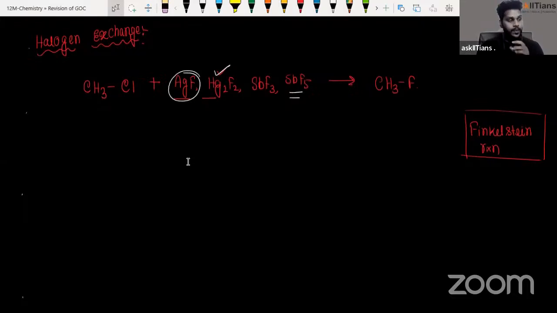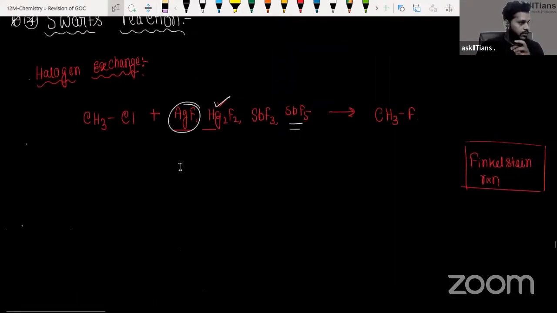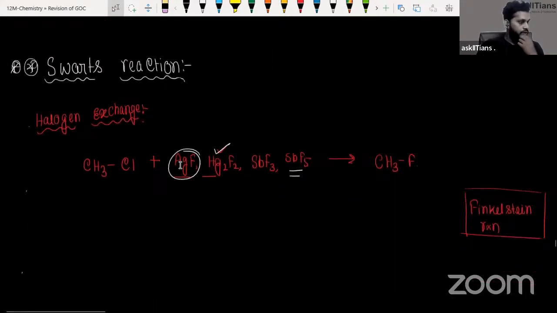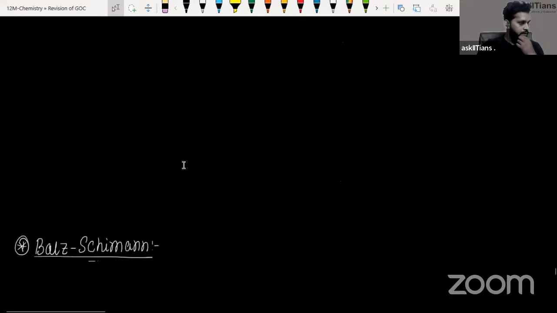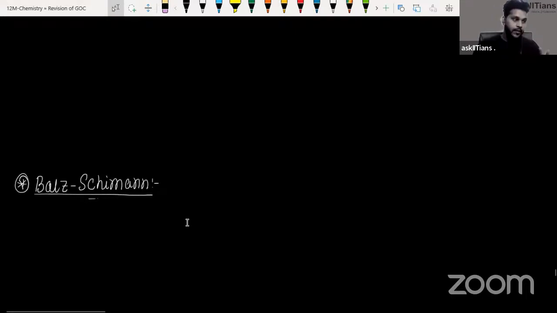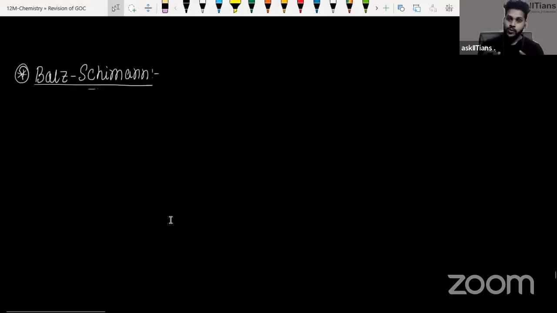One more thing, there is one connecting topic of the Schwartz reaction. The Balz-Schiemann reaction over here is also a kind of Schwartz reaction type of thing, but this time it is in aromatic systems. This is really very important.